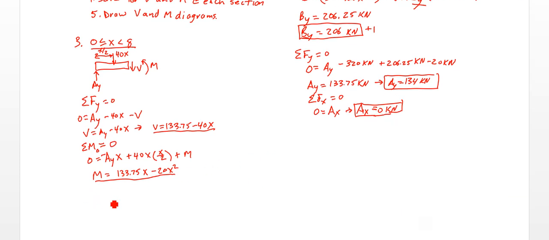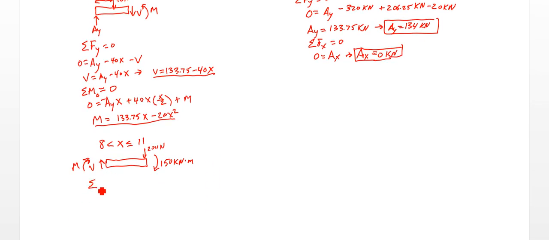Alright, and then the other half is going to be from B to C, so not including 8. So this is going to be from 8 less than x less than or equal to 11. So in this case we have this beam here. On this end we have 20 kilonewtons. We have a 150 kilonewton meter moment. We're going to have our shear on this side. We're going to have a moment that acts that way, clockwise.